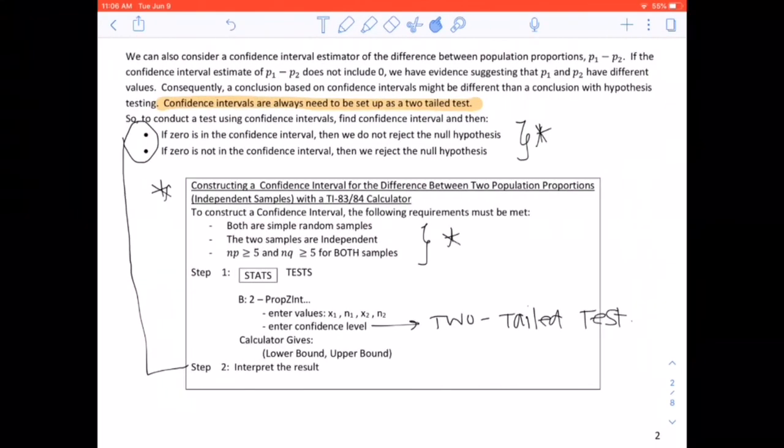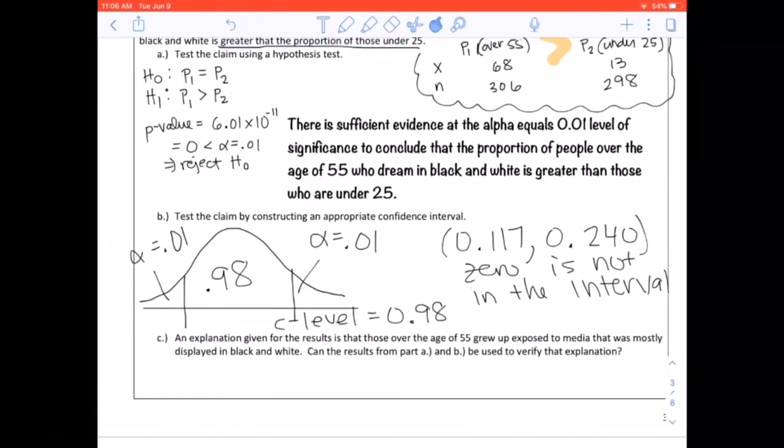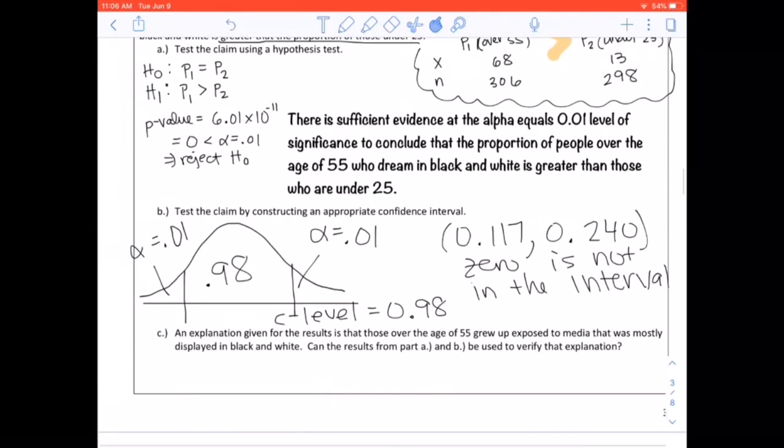So from page 2, we see that if 0 is not in the confidence interval, then we reject the null hypothesis. So since 0 is not in the interval, this means that we are going to reject H naught. The conclusion would be the same thing that is also written up above in part A.